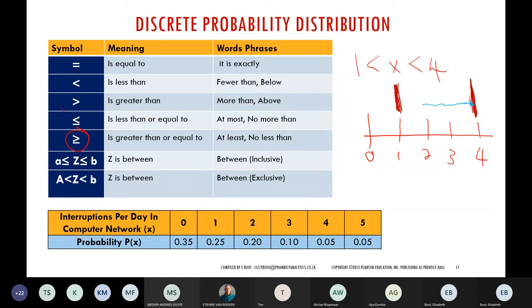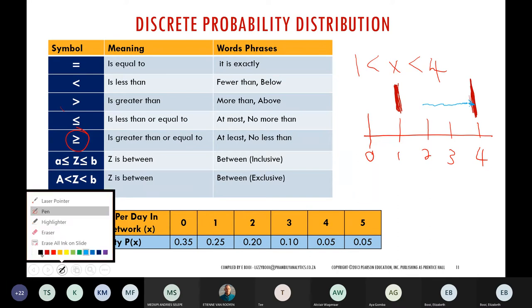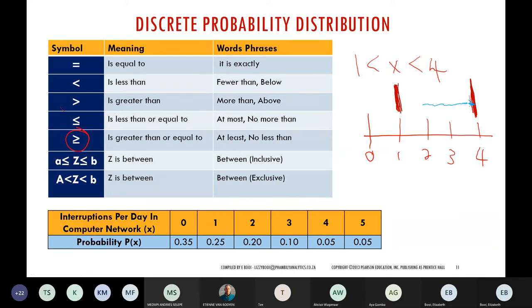Because it says x is greater than, if I'm looking at the blue, it goes there. But it also says x is less than 4, but it does not include 4. So it's somewhere there. It can also go there.